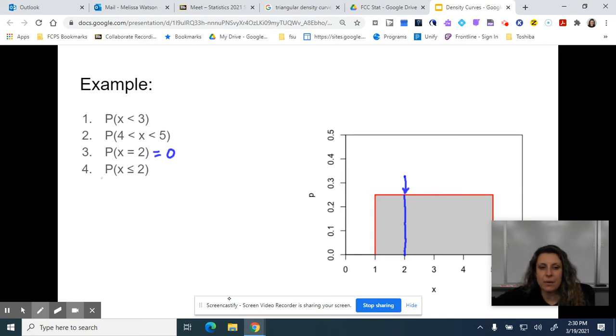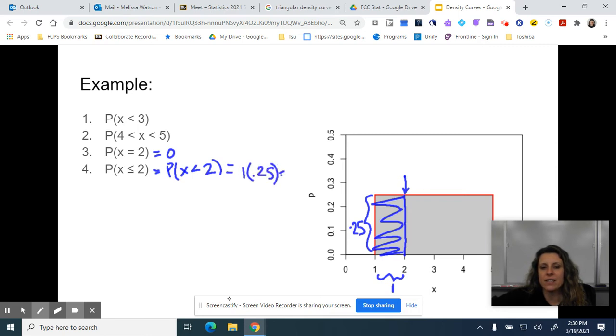And then the last example, the probability that x is less than or equal to 2. This is actually the same as the probability that x is just less than 2 because, again, a line has no thickness. So there's no difference between less than and less than or equal to. So we're just going to shade to the left here. And again, that's a small little rectangle, length 1, width 0.25. And so if we multiply those, 1 times 0.25 is again 0.25 for the probability.